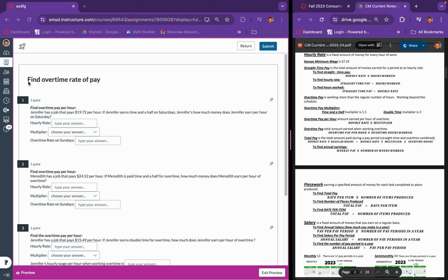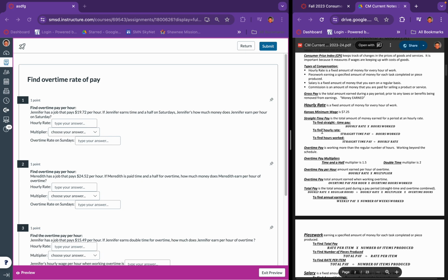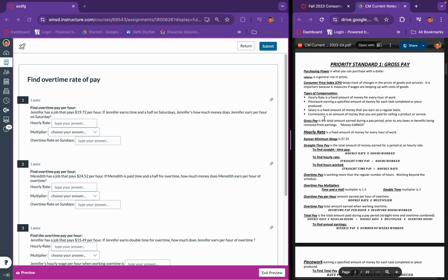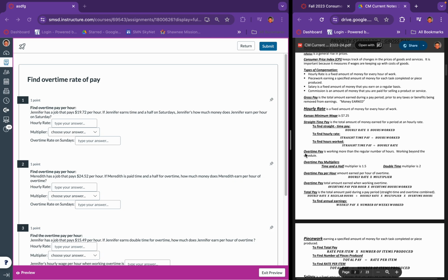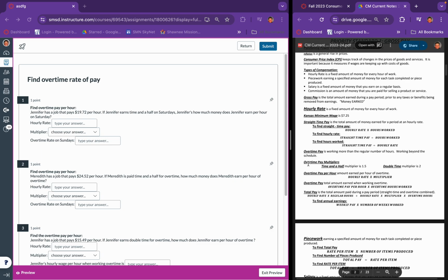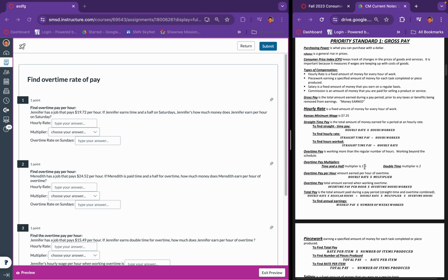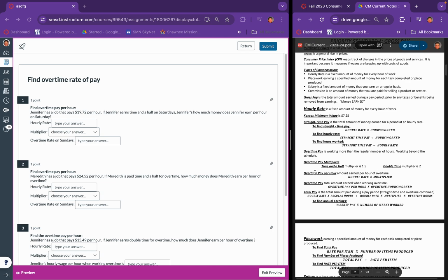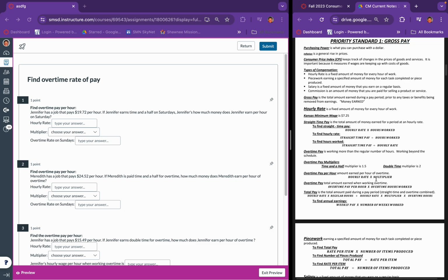Okay, this video is on finding the overtime rate of pay. So when you're working overtime, we'll notice over here in the notes on Priority Standard 1, about the bottom half of the page defines overtime pay as working more than the regular number of hours and working beyond the normal schedule. So overtime pay multipliers. If you're told you're working time and a half, that means you are working 1.5 times how much you normally earn. If you're working double time, that means you're working twice as much as you normally earn. And to find the overtime pay per hour, you would take the overtime rate times the multiplier.